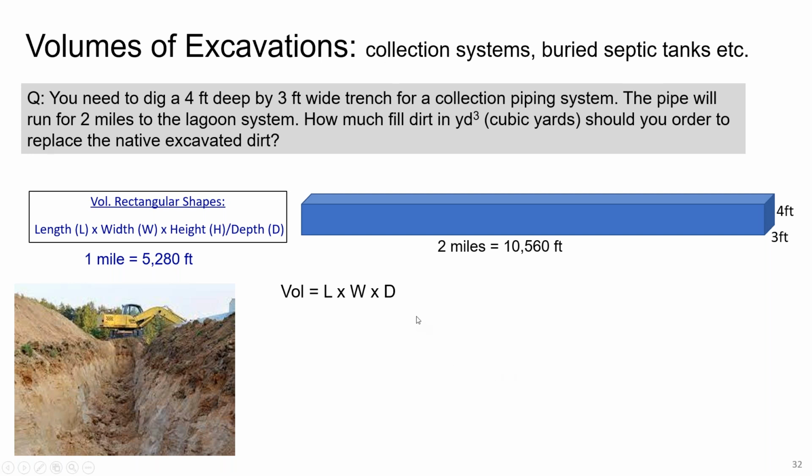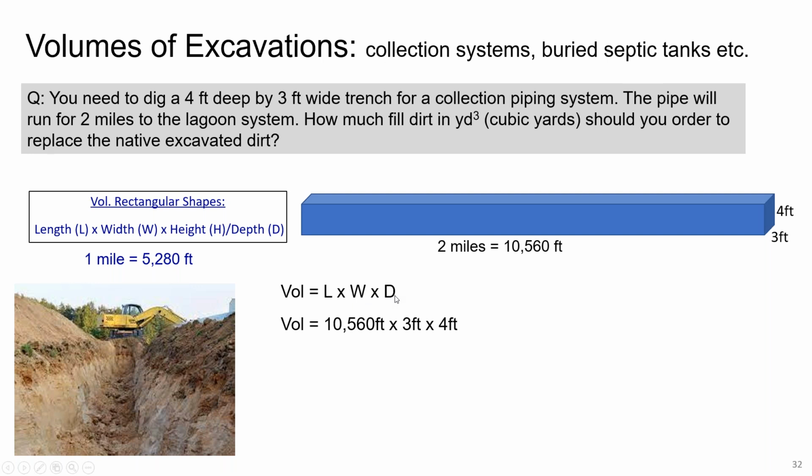When we're dealing with excavations, think of it as kind of like a rectangular box that runs for 2 miles. So a thin rectangular box that runs for 2 miles. When you draw the schematic, 2 miles is equivalent to 10,560 feet, because 1 mile is 5,280 feet. It's on your formula sheet. This particular trench is 3 feet wide and 4 feet deep. So draw it as a rectangular box, and you will come up with the volume as the length multiplied by the width multiplied by the depth.